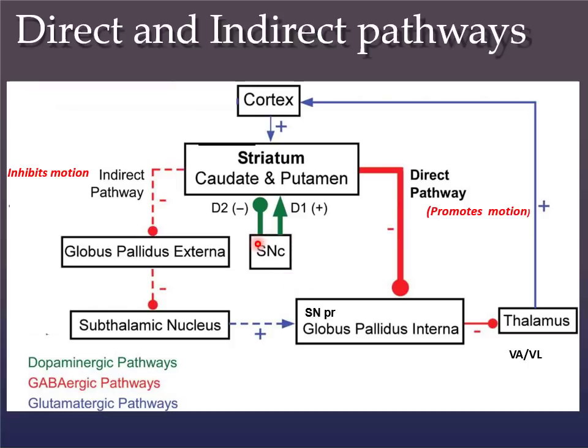When there's damage to this structure, then this excitatory input is lost, and it's no longer driving the cortex, and the inhibitory input to the striatum is lost, so this becomes inhibitory. As a result, there's a net decrease in movement. We'll see the effects of that subsequently.